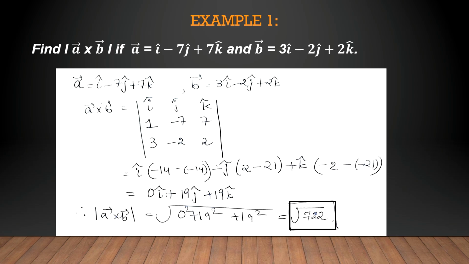So over here A cross B is given by the vector 0 i cap plus 19 j cap plus 19 k cap, and its magnitude is given by the square root of the components, meaning square root of 0 square plus 19 square plus 19 square, which is square root of 720.